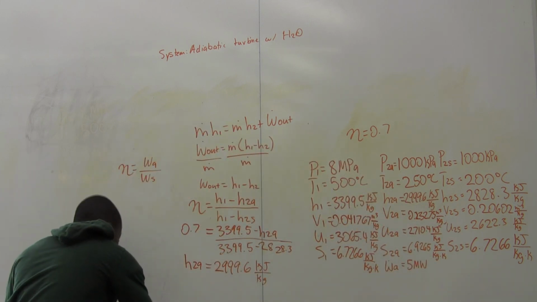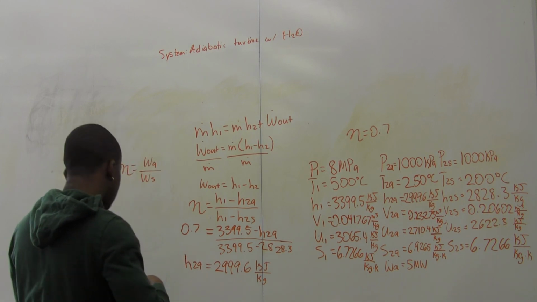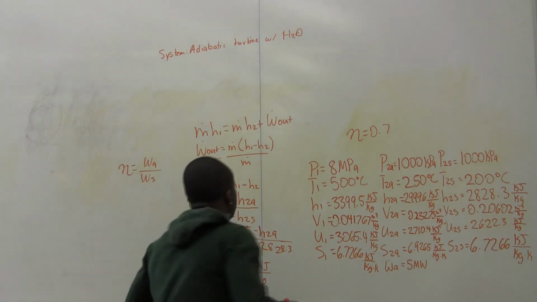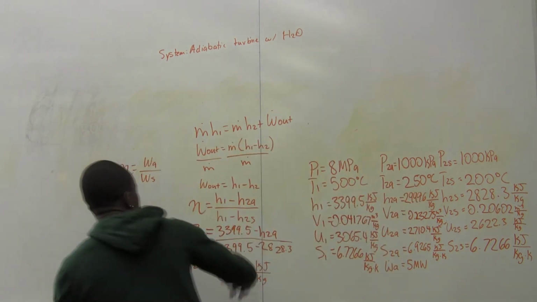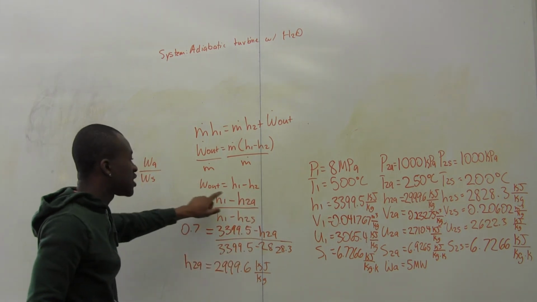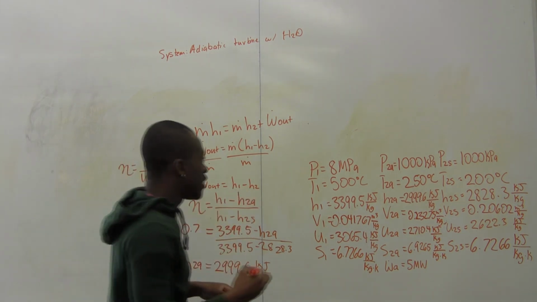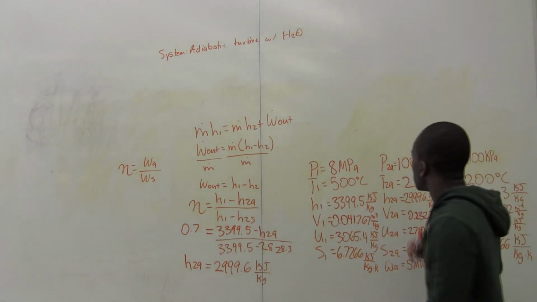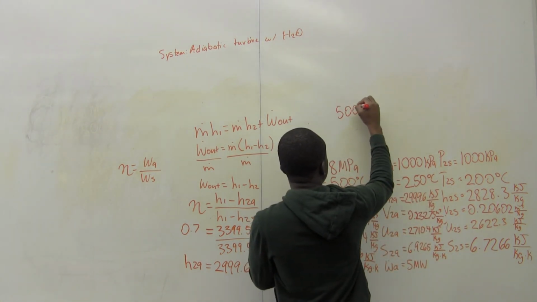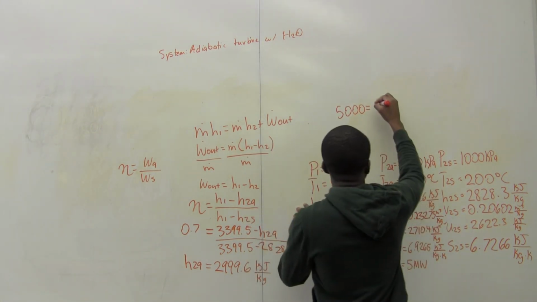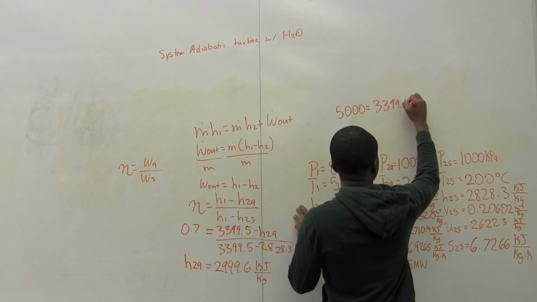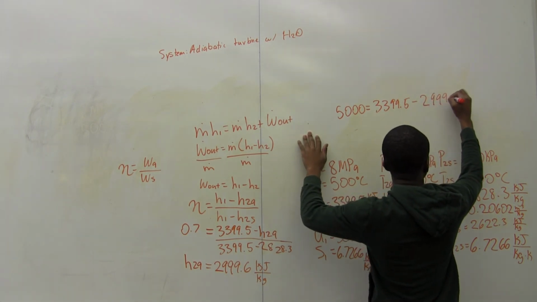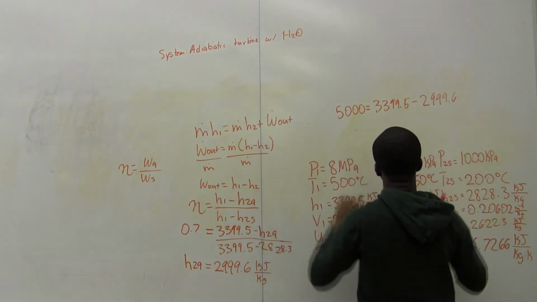So now we can find some certain things for turbines. When we solve for work out and everything, we get this. I know that my work actual has to be equal to H1 minus H2A. So with that, I know my work actual, which is 5 megawatts. So 5,000 kilowatts is equal to 3399.5 minus H2A, which is my 2999.6, right?